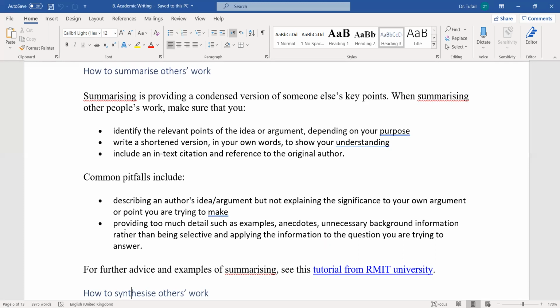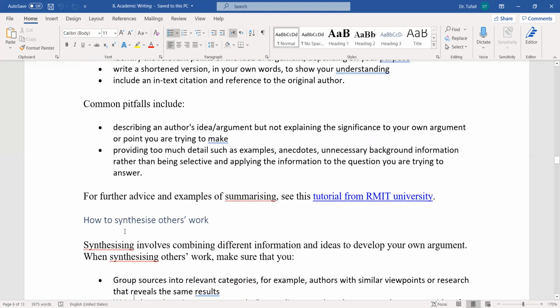Sometimes there are so many details, anecdotes and unnecessary background information, rather than selectively applying the information to the questions you are trying to answer. Somebody's issue is that you come up with so many ideas which are not related to your study, your thesis or your contention. So you need to be careful about this.